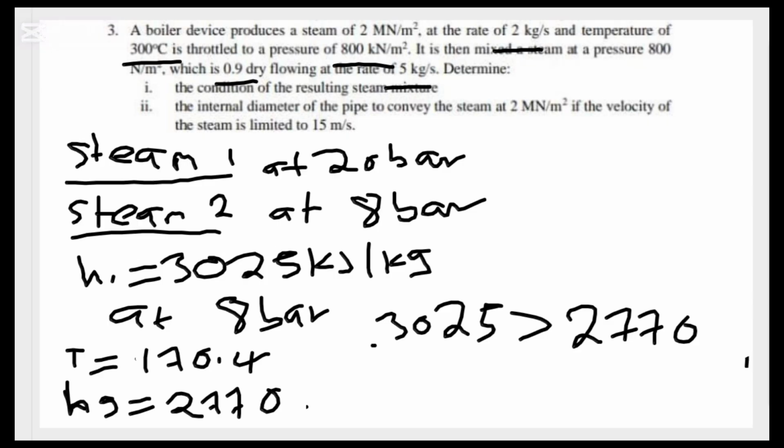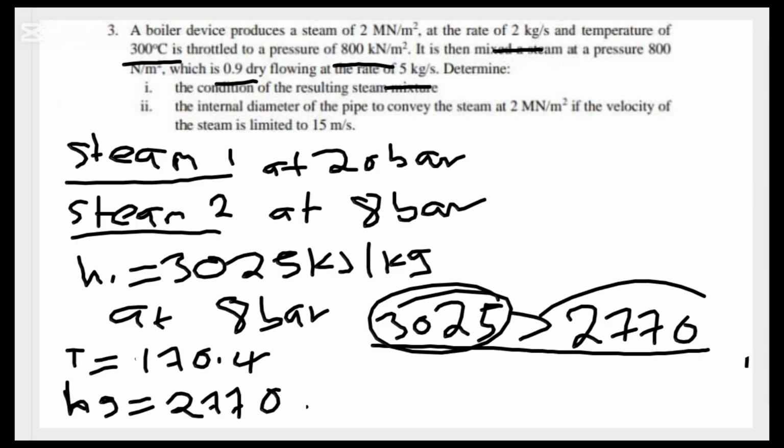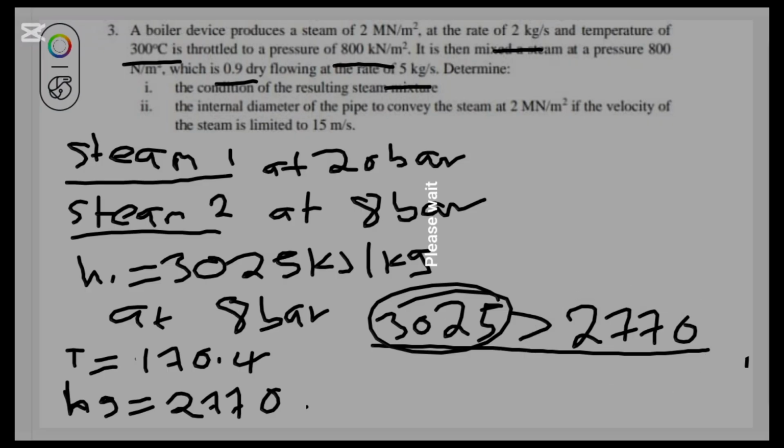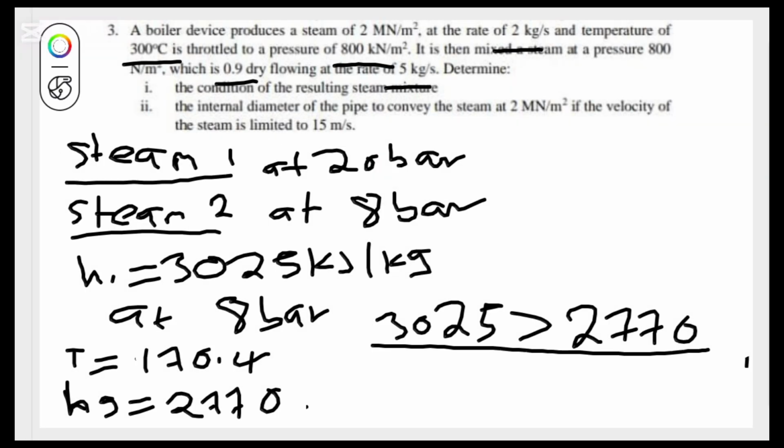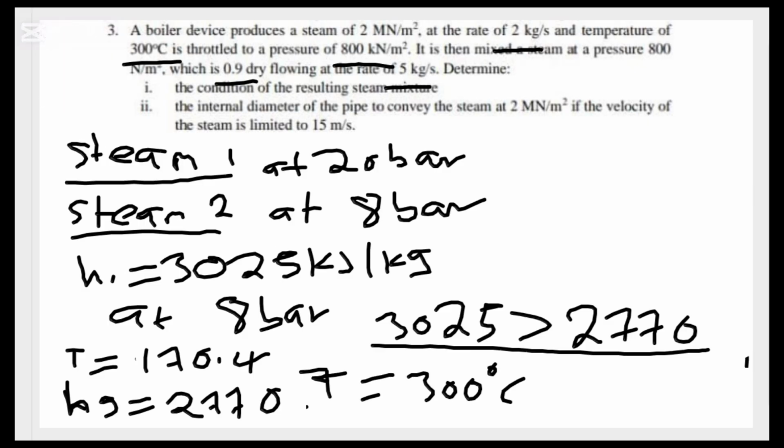I just said, since this 3025 is greater than this 2770, steam 1 will remain superheated. So this steam 1 remains superheated after throttling from that superheated steam at 8 bar. So therefore the T should now be 300 degrees Celsius, as we all know.